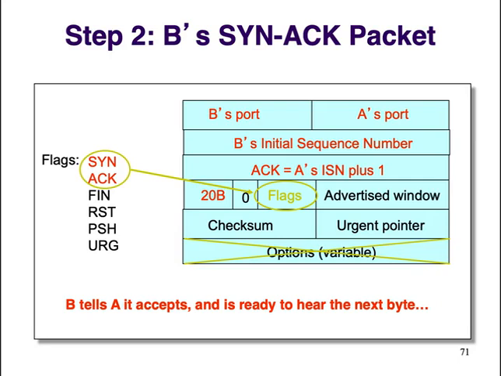Okay. The sequence number is now B's initial sequence number. This is how B is going to start numbering its byte stream. And at the same time, it is acknowledging A's initial sequence number +1. The +1 because we're doing next expected byte. This is also why when A starts sending data, the very first byte in A's byte stream is going to be initial sequence number +1.